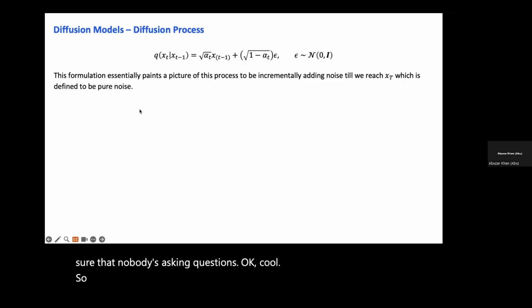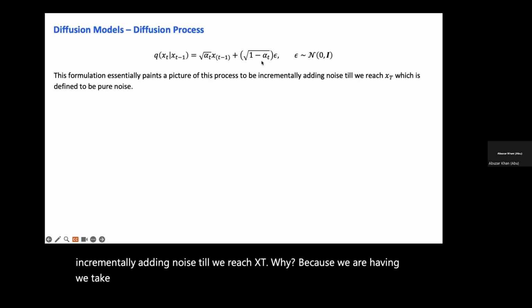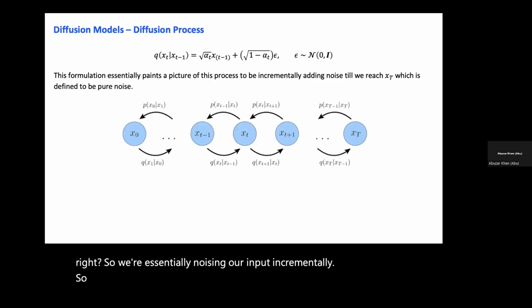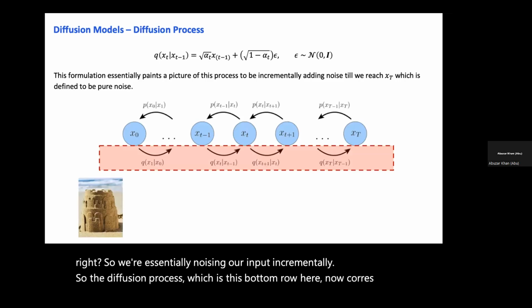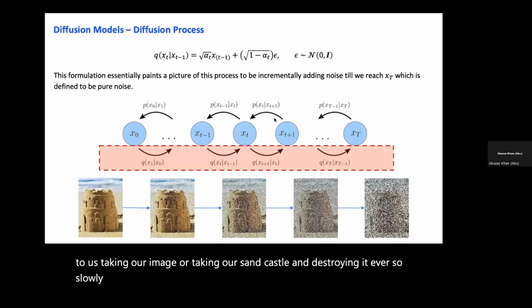So this formulation essentially now paints a picture of this process as incrementally adding noise till we reach xt. Why? Because we take a previous term, scale it, and then add some amount of noise to it. So we're essentially noising our input incrementally. So the diffusion process, which is this bottom row here, now corresponds to us taking our image, our sandcastle, and destroying it ever so slowly, this time with Gaussian noise, till it reaches no information whatsoever.